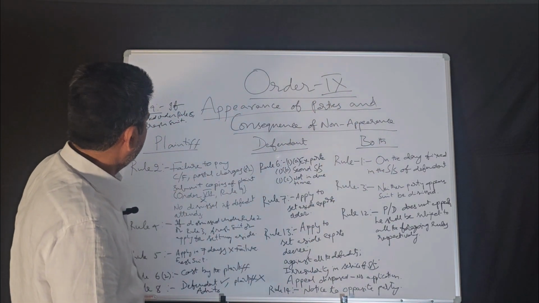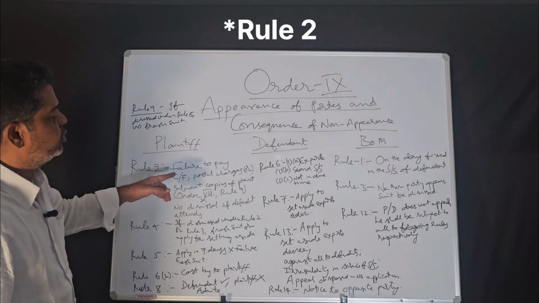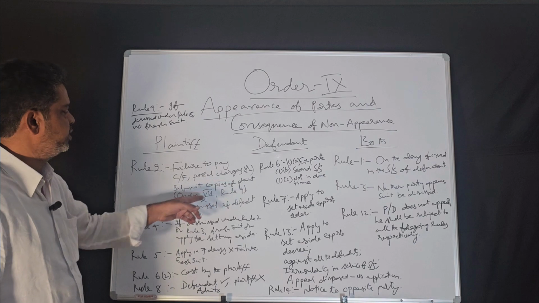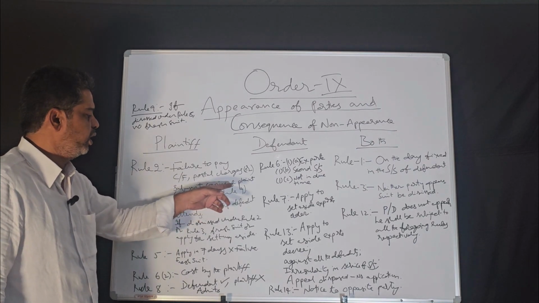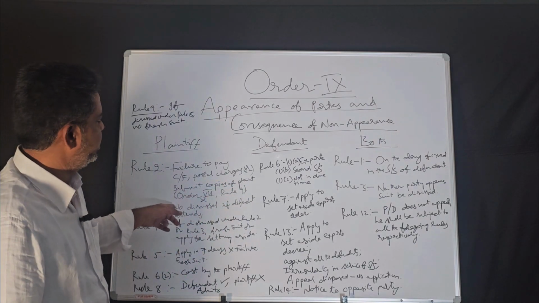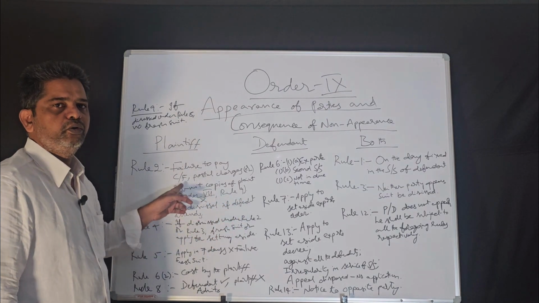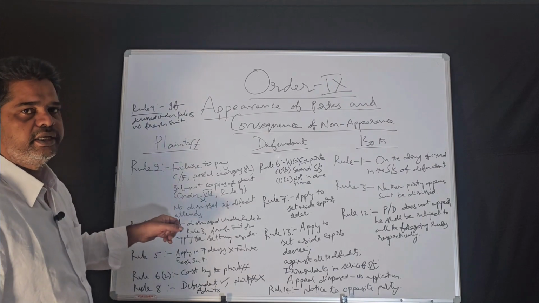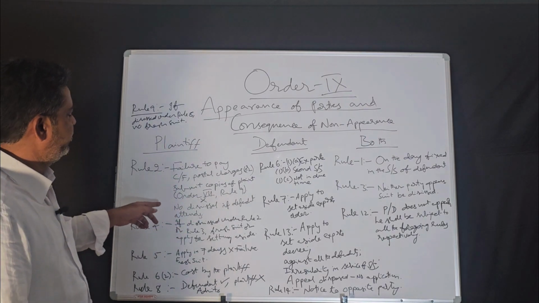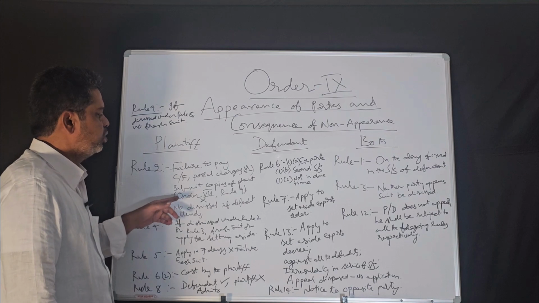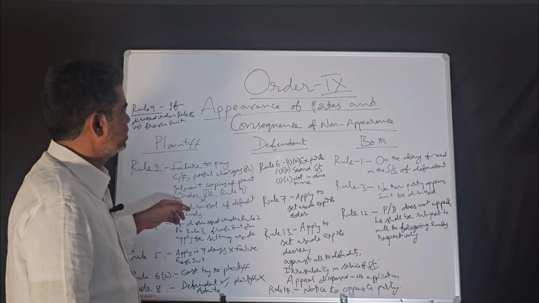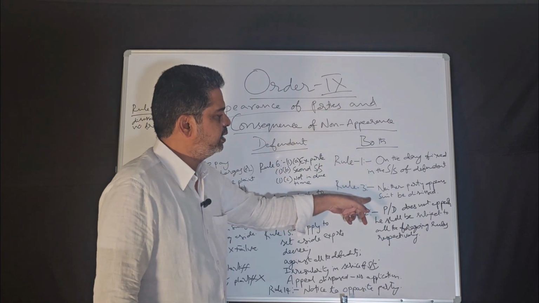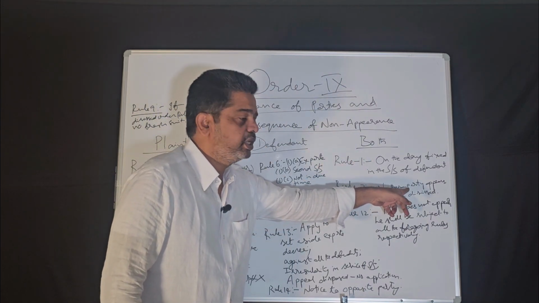Okay friends, rule 2 says that if the plaintiff fails to pay the court fee or postal charges or fails to submit copies of the plaint as required under Order 7 rule 9 of CPC, the court shall dismiss the suit. The court shall dismiss the suit of the plaintiff. The proviso to rule 2 says that if the defendant appears, then the court shall not dismiss the suit.